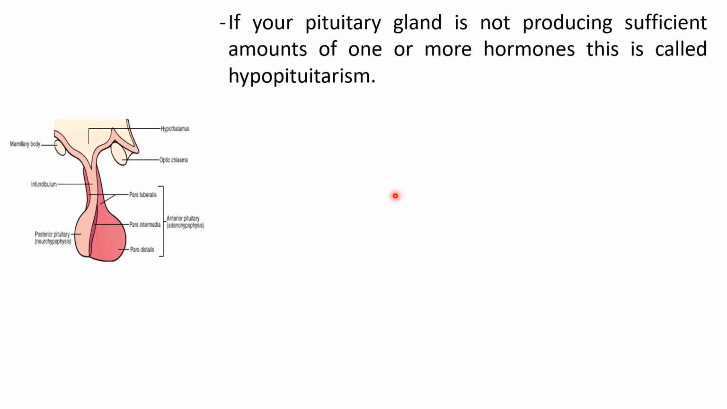Then if the pituitary gland is not producing sufficient amounts of one or more hormones, this is called hypopituitarism. If there is any defect in the secretion or production of pituitary hormones, or if any hormone is defective or not produced by the anterior or posterior region of the pituitary gland, in that case it is said to be hypopituitarism, that is, some of the hormones are not produced or synthesized in this gland.